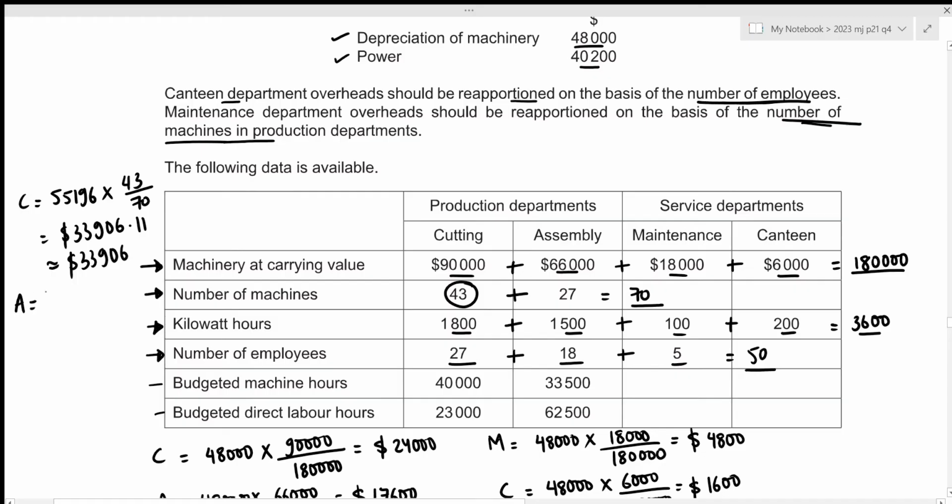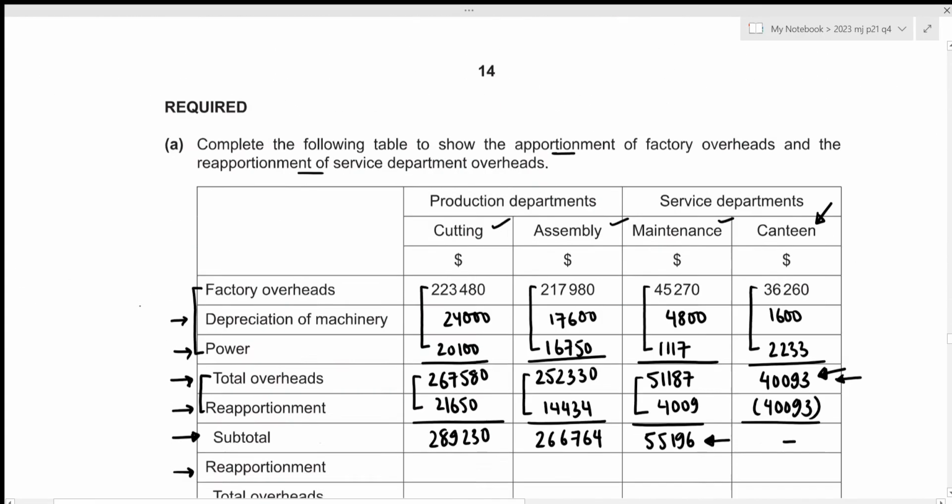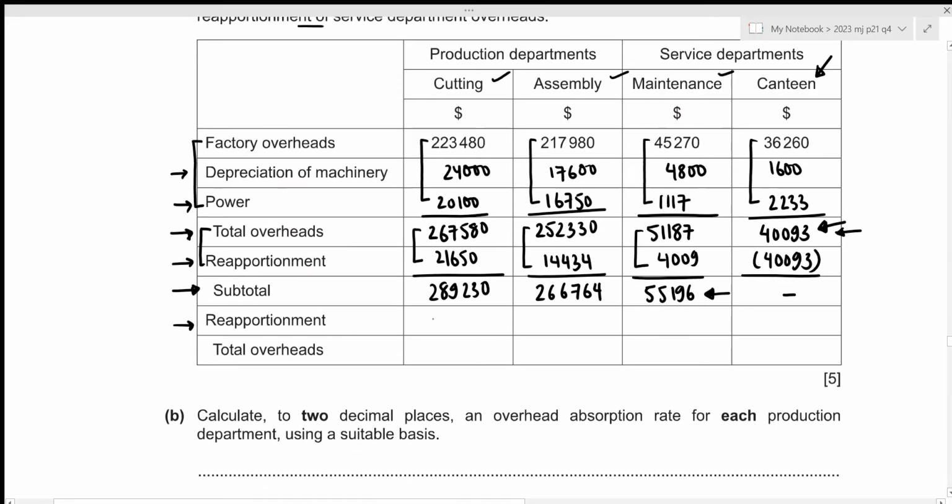Now for assembly department, that will be 55,196 multiplied by 27 out of 70. And this results in the value of 21,289.89. If you round it off, we can write it as 21,290. Now let's write down these two amounts. So for cutting department, we figured it out to be 33,906, and for assembly department, it was 21,290. Now since we are reapportioning this amount towards our two production departments, we just need to subtract this exact same amount from the maintenance department. So that's 55,196.